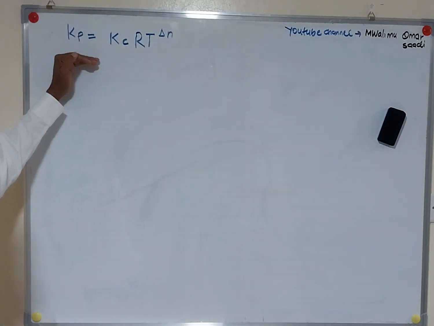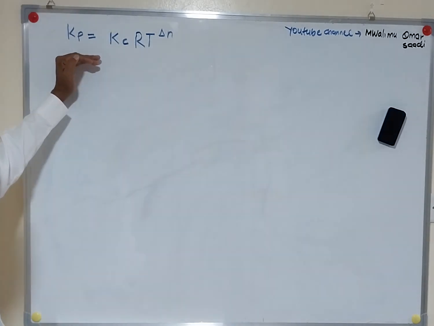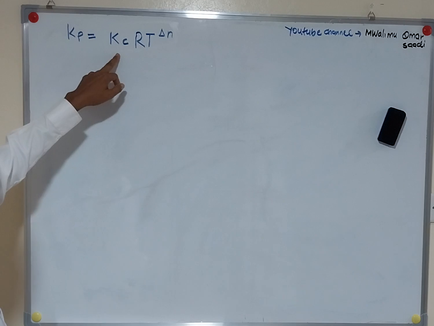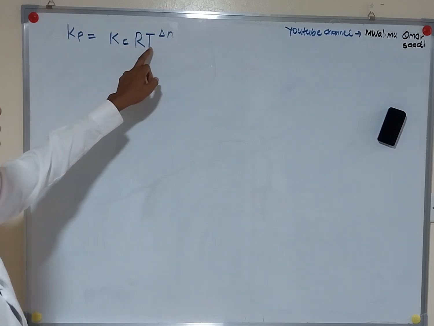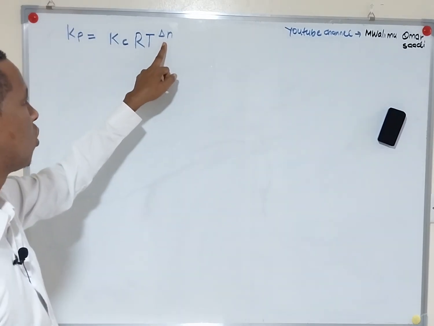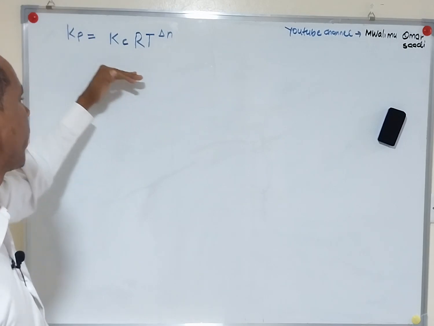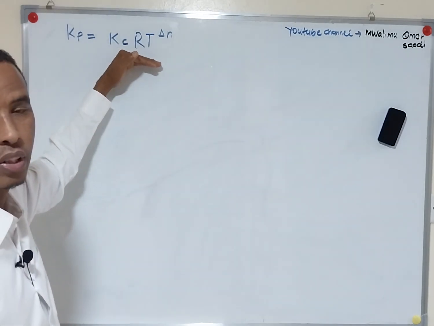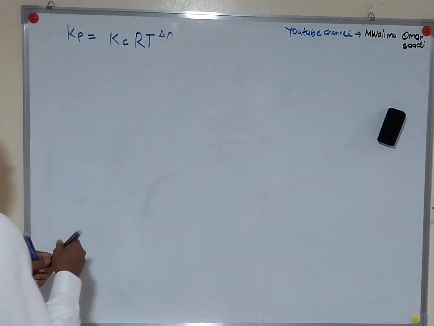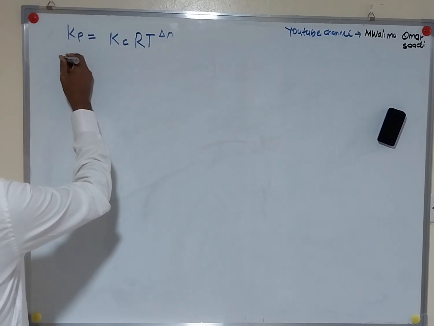We will look at the derivation of Kp. So Kp is equal to Kc (RT) to the power of the change in number of moles. So I want us to look at where this equation is coming from. So let us consider we have this example equation.